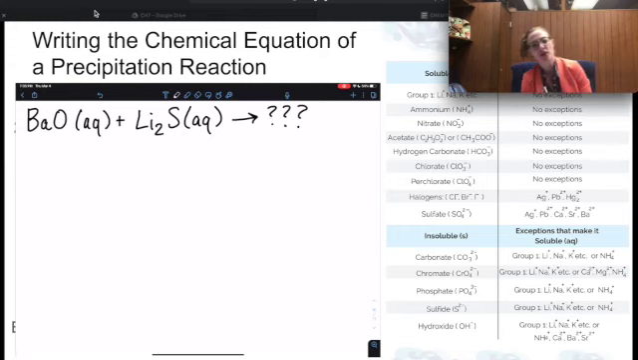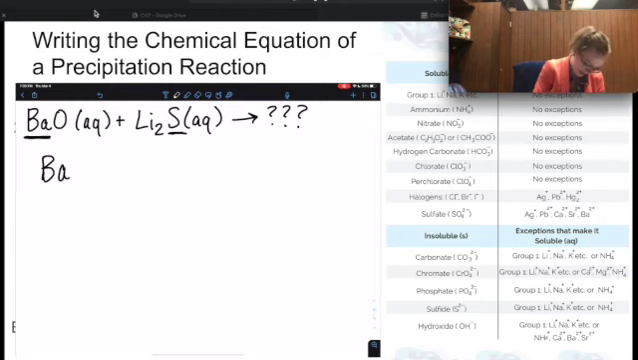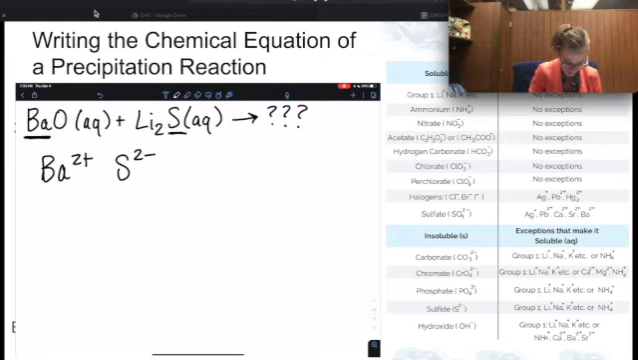We're going to determine the products of these reactions and see where to go from here. So remember, the first thing that we do is we predict our products. So what are the products of this chemical reaction? So I have barium oxide, so I'm going to pair the barium with the sulfur. So I've got Ba2+, and I have S2- to make this product.